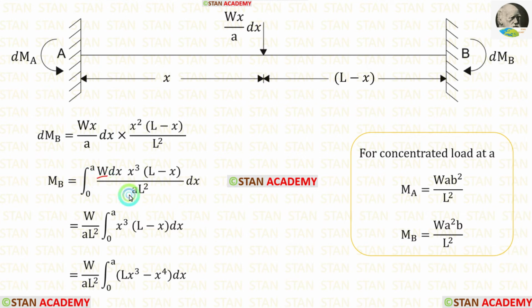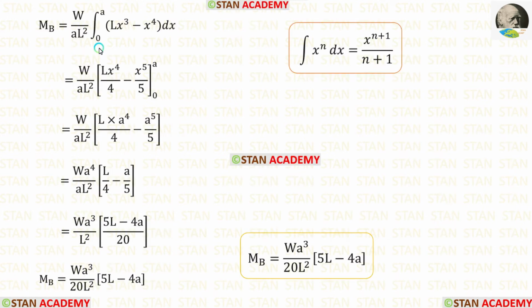Let us take W and AL square outside. Let us multiply x cube with L minus X. When we do that, we will get these. Now let us start integrating. When we integrate x cube, we will get x power 4 upon 4. When we integrate x power 4, we will get x power 5 upon 5.